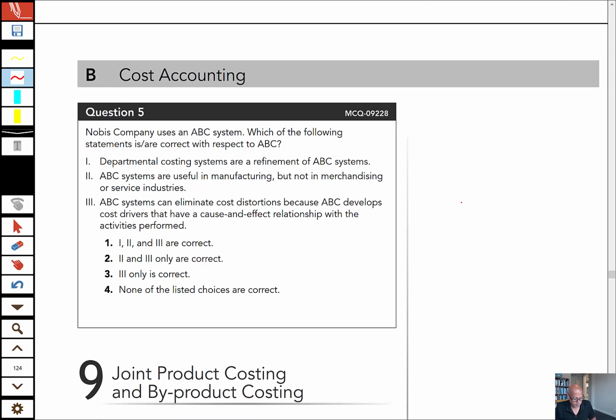Nobis company uses an ABC system. Oh, I'm supposed to let you pause. Okay, welcome back. Hopefully you worked through this question, but let's look at it together.